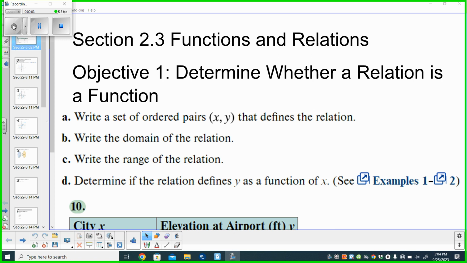This is College Algebra, Math 1314, Section 2.3, Functions and Relations. Objective 1, determine whether a relation is a function. So this will have 4 parts. We will write a set of ordered pairs that defines the relation, write the domain of the relation, write the range of the relation, and determine if the relation defines y as a function of x.